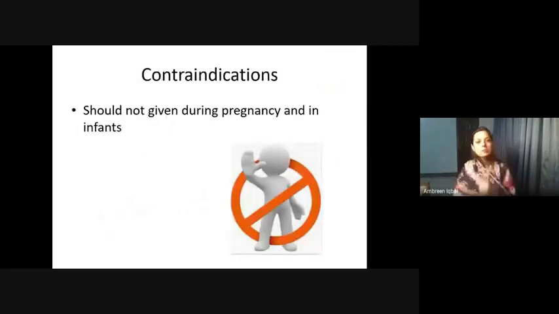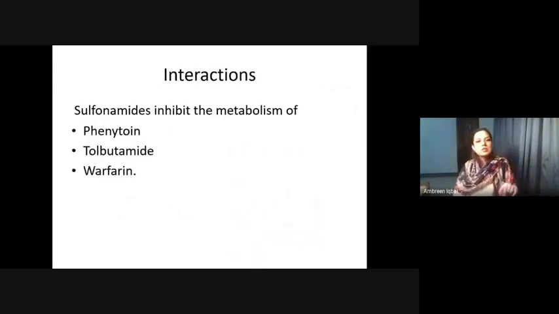Contraindication: they should not be given during pregnancy and in infants. There are some interactions of the sulfonamides. They inhibit the metabolism of phenytoin, which is an anti-epileptic and anti-arrhythmic. Tolbutamide is an oral hypoglycemic drug. Warfarin is an anticoagulant.